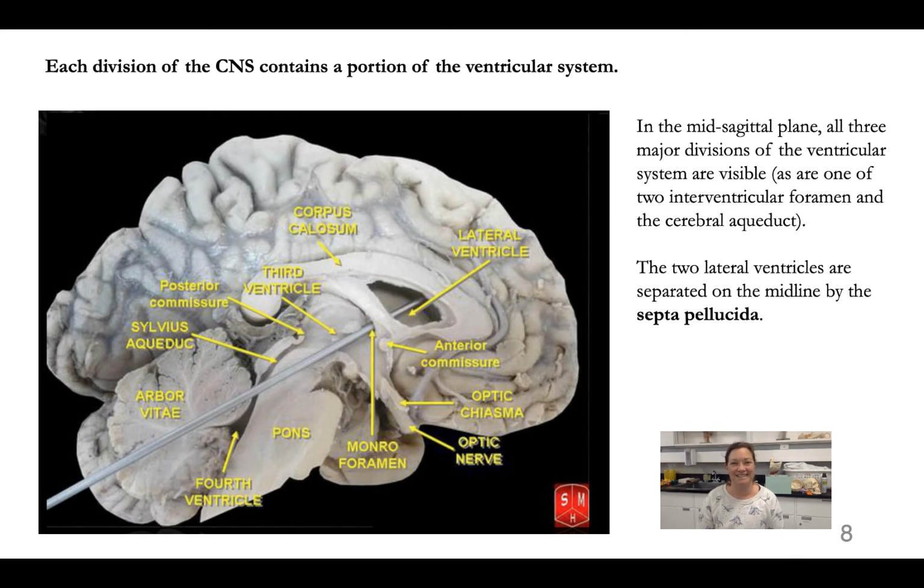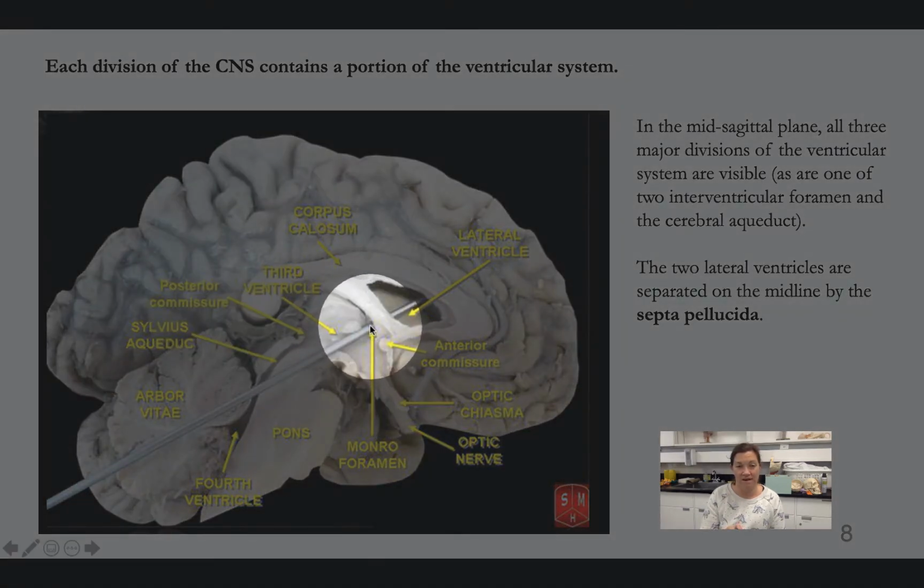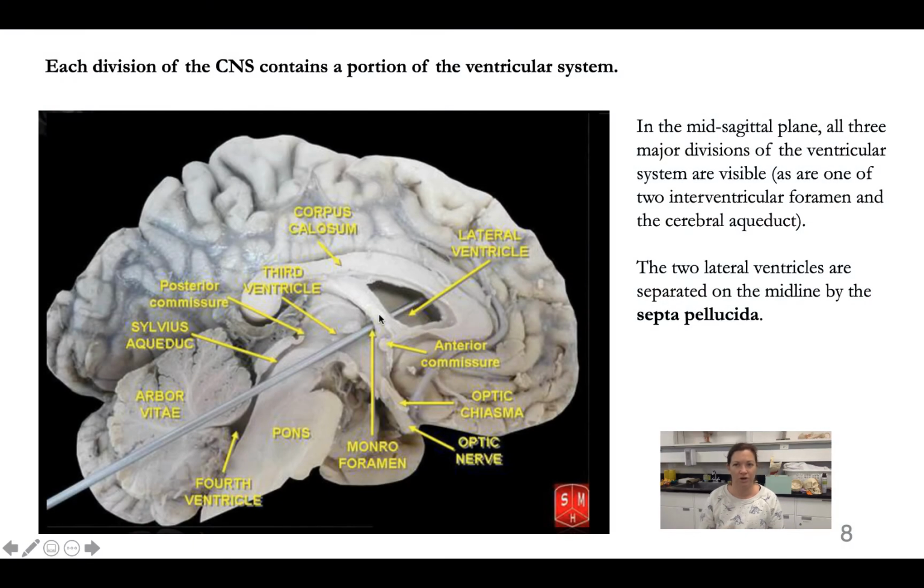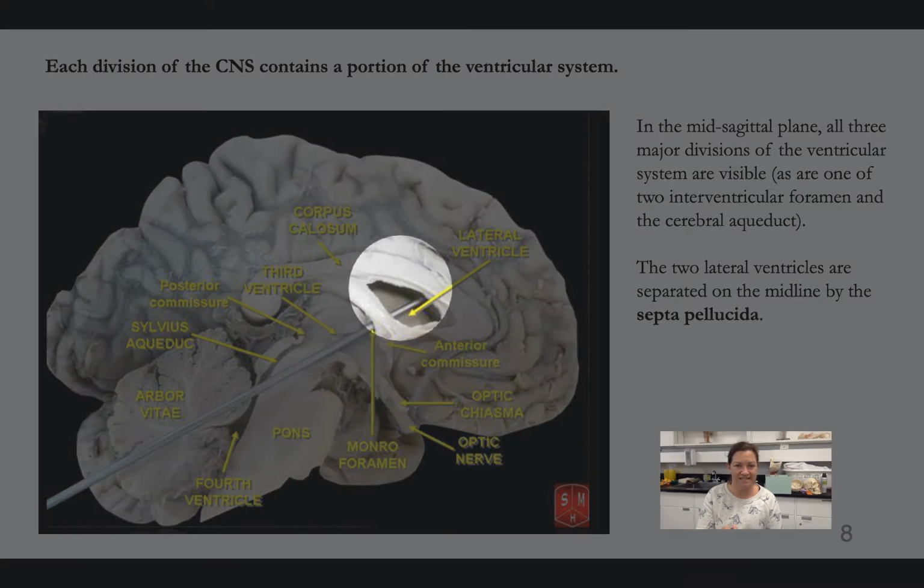Each division of the CNS contains a portion of the ventricular system, and we've talked about that. Here, this is the foramen of Monro, which you'll recall is synonymous with, what's the foramen of Monro synonymous with? The interventricular foramen. So foramen of Monro, interventricular foramen, and that connects, in this case, the left lateral ventricle to the third ventricle on the midline. So you can see this metal probe is in the foramen of Monro.